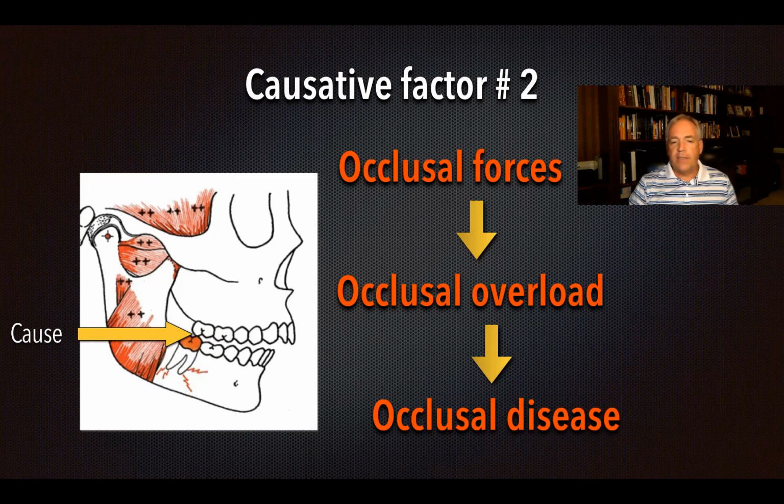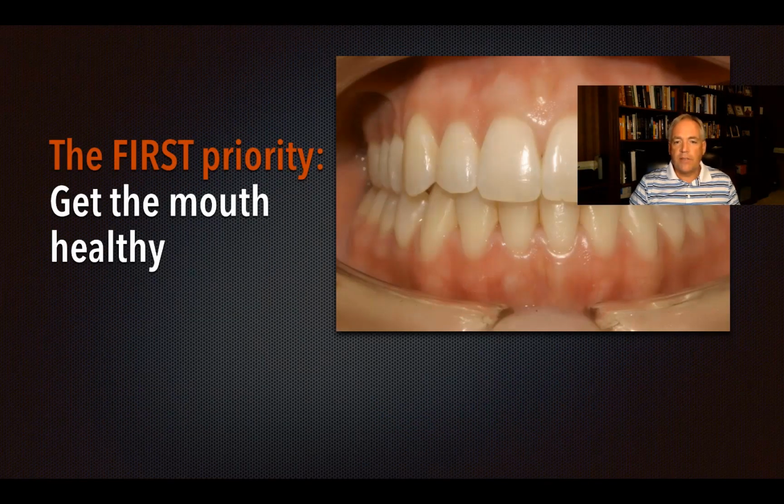And the thing to realize is that if we have that occlusal overload or occlusal disease, it is always going to be the weak link in the system that gets the problem. And sometimes that can be the tooth structure, sometimes that can be the muscles, and as you'll see in more advanced lectures, that can relate to problems with the temporomandibular joint themselves.